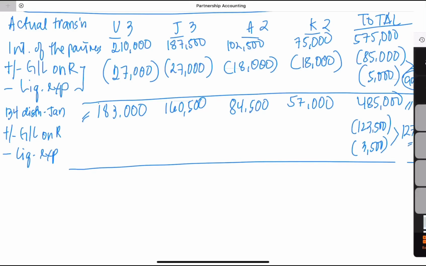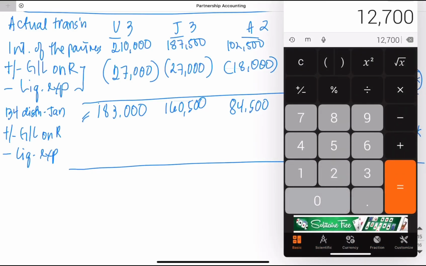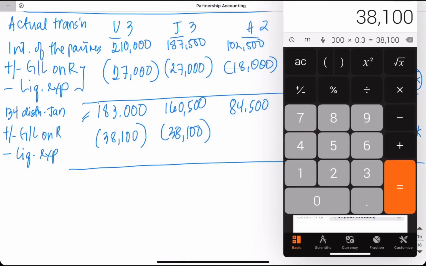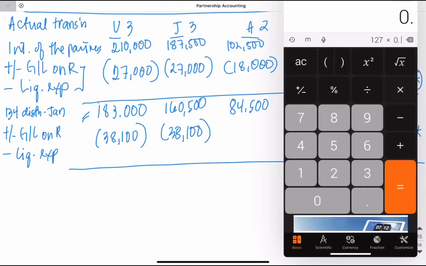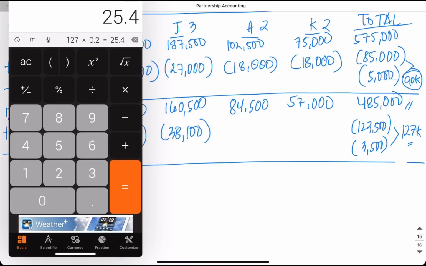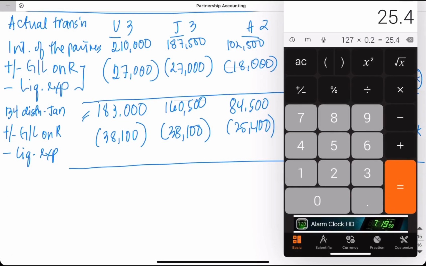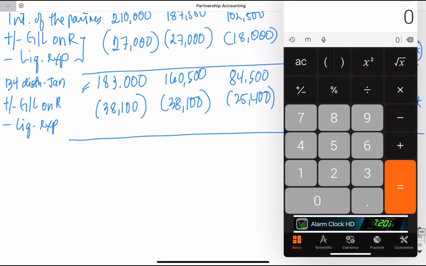So 127,000, let's distribute again, times 30%. So this is 38,100. Another 38,100. And 127,000 times 20%. So we have 25,400 here, and 25,400 here.